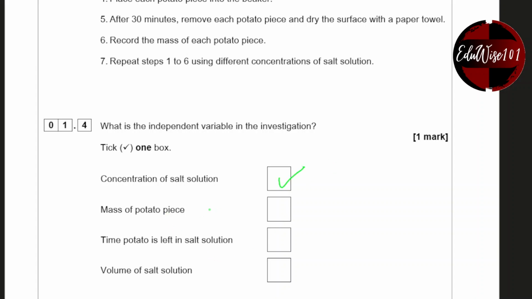The mass of the potato is actually the control variable. If I use mass of potato, actually that would be the dependent variable. Right? Dependent variable. Time potato is left in salt solution, that's your control variable. And volume of salt solution is also your control variable. Now, although I say mass of potato piece is your dependent variable, it's the change in mass that is actually the dependent variable.